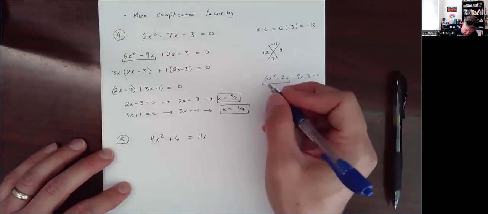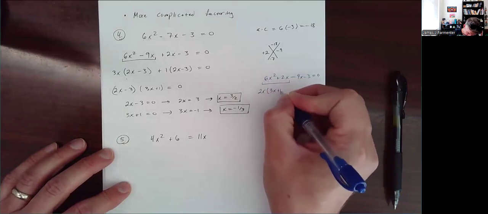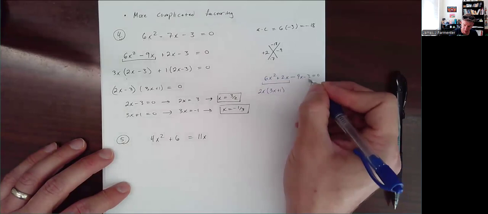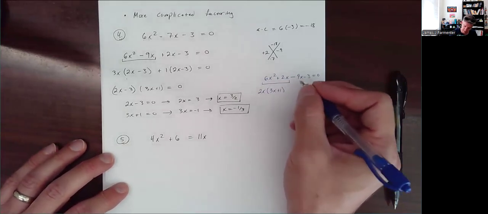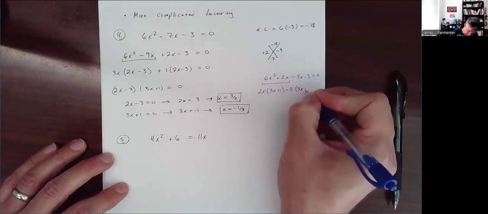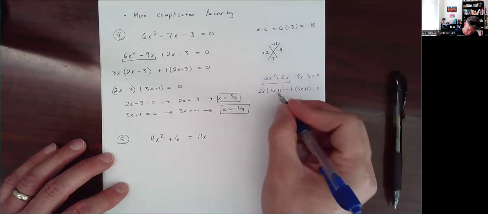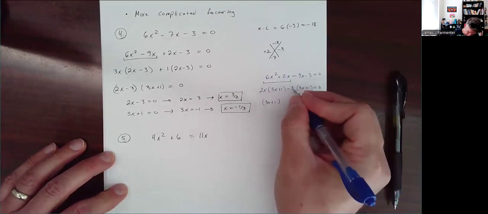Factor out a common factor of 2x here. I'm left with a 3x plus 1. Here I factor out a common factor. Instead of a 3, I'm going to pick negative 3. You almost always want to pull out the negative if there's a negative first here. Minus 3 times, I'm left with a 3x plus 1. And then I factor out the 3x plus 1, and I'm left with a 2x minus 3.